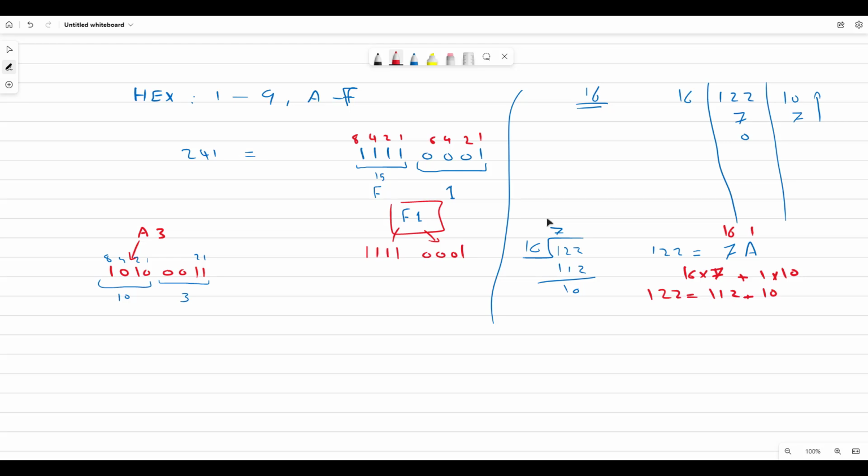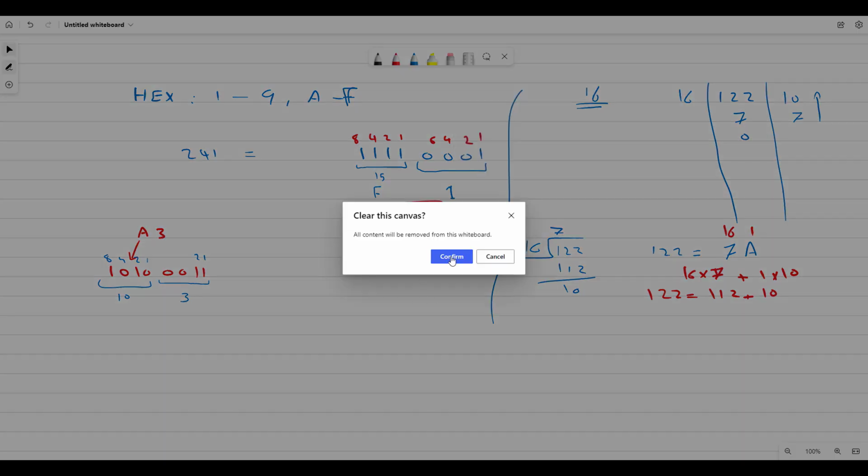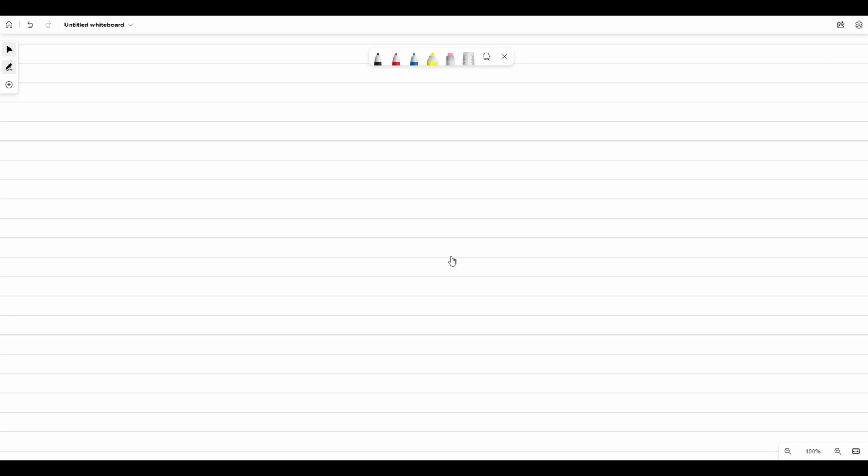Okay, now how to convert a hexadecimal number to a denary number? Just write the hexadecimal number. Let's say 13CA. We need to write the headings of them, the base 16 headings.